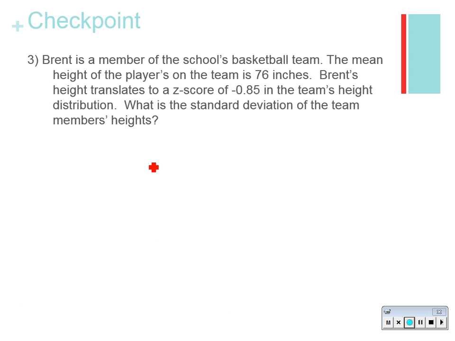Okay, and then question number 3. Brent is a member of the school's basketball team. The mean height of the players on the team is 76 inches. So that's the mean height for all the players on the team. Brent's height translates to a z-score of negative 0.85. What is the standard deviation of the team members' heights? So a couple things here. First, notice that the z-score for Brent in comparison to the players on the basketball team is negative. So what that means is Brent's height is going to be less than the average.